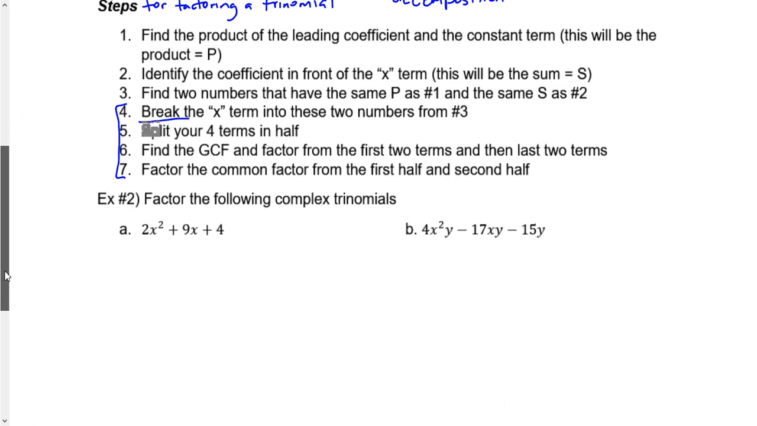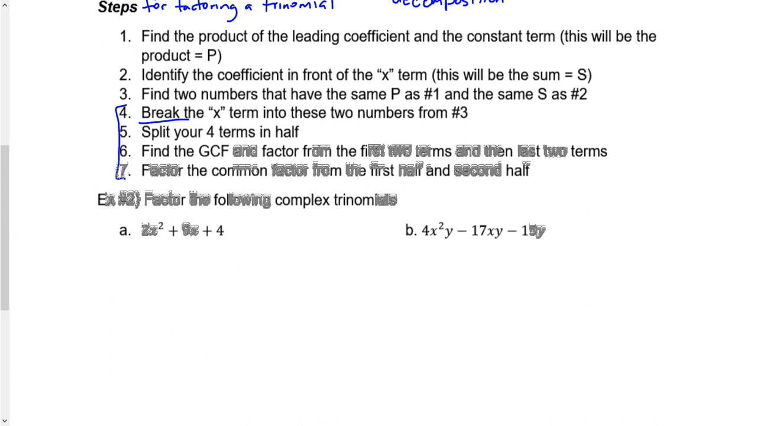So for example, if we want to factor these complex trinomials, first off, we're going to have to set up our P&S chart. A product of our leading coefficient and our constant term. Now notice here that our first step to factoring is the GCF, and there's nothing common between a 2x squared, a 9x, and a 4. So we're all good. Product: 2 times 4 is 8. Our sum, identify the coefficient in front of our x term, 9.